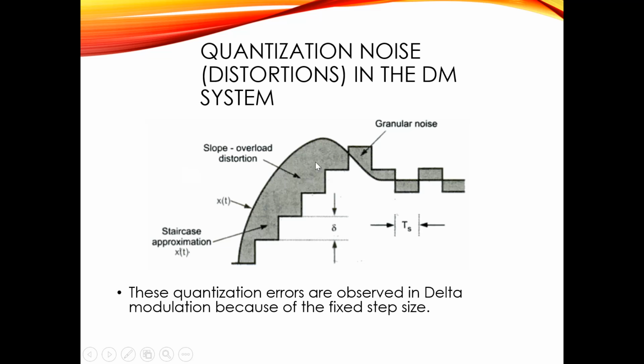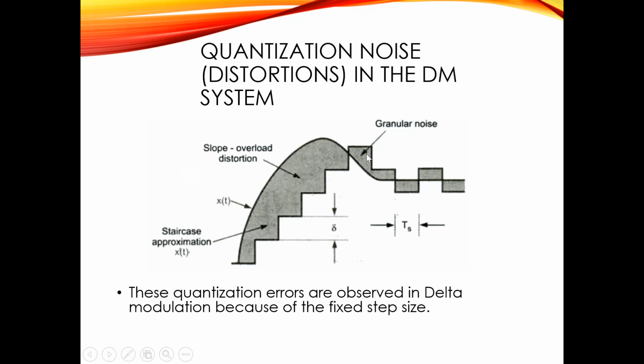So there will be a difference between x of t and x dash of t, and this difference, created because the slope of x of t is very high initially, is considered a slope overload distortion. This is one of the distortions present in a delta modulator system, that is slope overload distortion. The step size is constant in delta modulator, that is delta V.